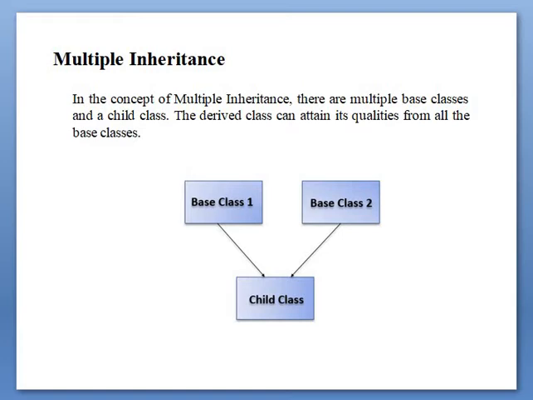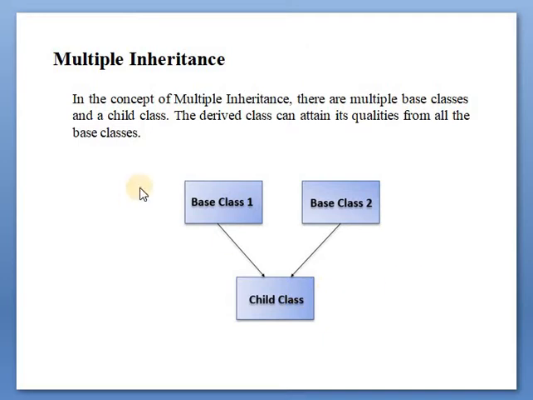So first one is multiple inheritance. In the concept of multiple inheritance, there are multiple base classes and a child class. The derived class can attain its qualities from all the base classes. Please see here, in multiple inheritance there are more than one base classes. Here in the diagram, base class 1 and base class 2. And by using these two classes we are creating a new class, that is a derived class, that is a child class. Now this child class has the properties of both base class 1 and base class 2.